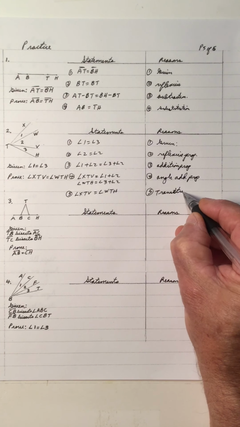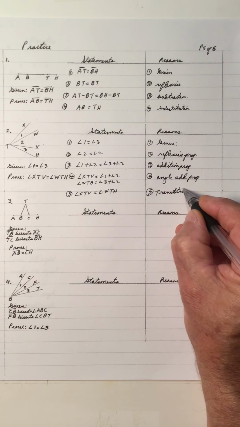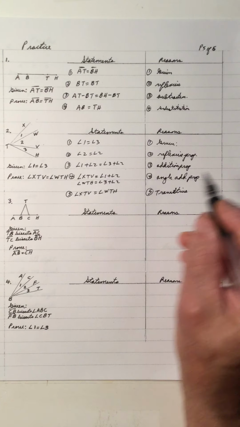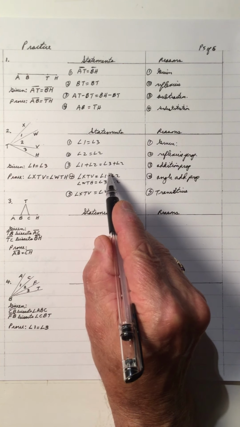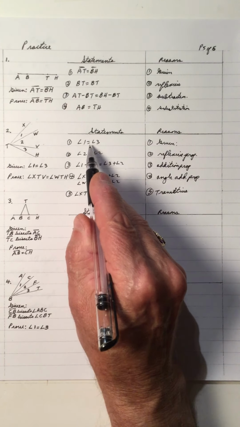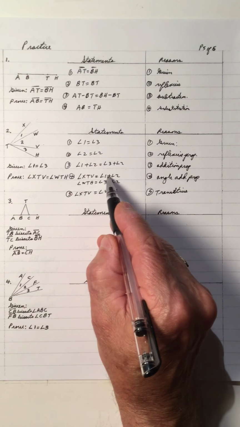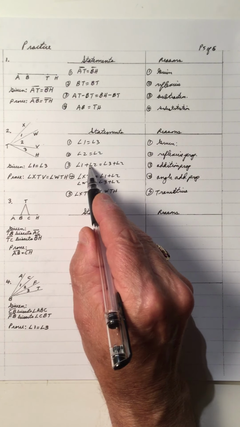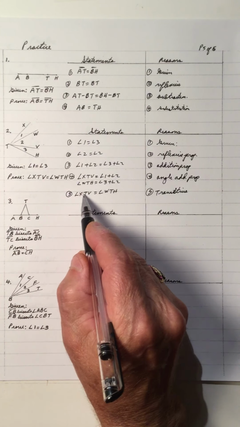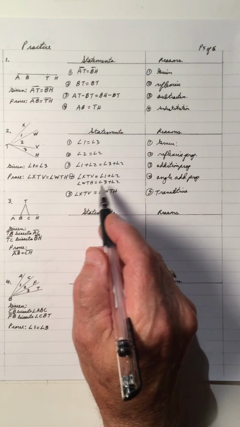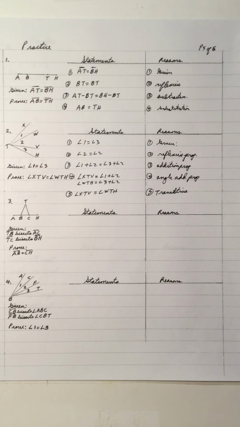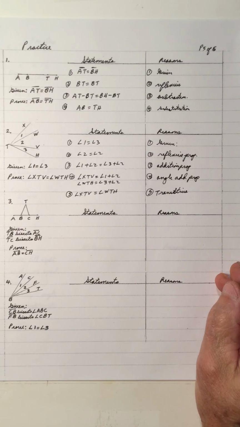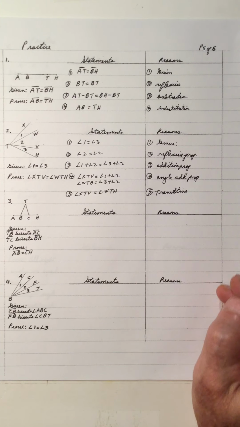Transitive property, if I can spell right. Or you could have, again, check with your teacher. If you did these 3 steps and you omitted this one, and you went to number 4 here, 1 plus 2 is equal to this one by substitution. So check with your teacher about which way your teacher would want you to do.